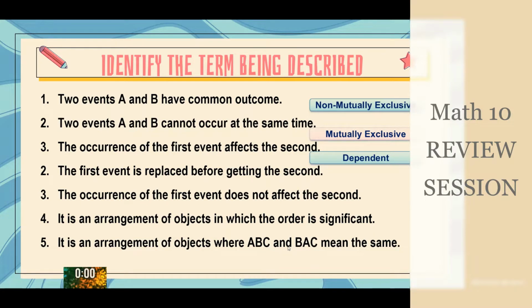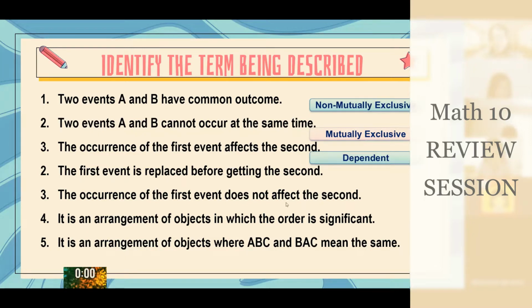I want to call now and be happy if you will be called. If your answer is correct, I'll put a plus in my record. Sige, Maple, the first event is replaced before getting the second. What is that event? There is replacement. That's last Tuesday. Maybe Valerie has a problem with her net. I'm about to admit her.